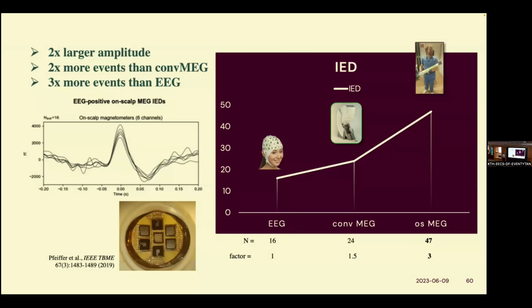We got some very clear spikes with on-scalp MEG. There was around 2 times higher amplitude, which is what we expected, that we get a bigger signal. But then, interestingly, we also saw a lot more events. Since both had the same number of EEG events, we can assume that the same amount of events was happening. Conventional MEG got a little bit more events than EEG, but we had around 3 times or twice as many as conventional MEG in on-scalp MEG. So that is very encouraging.